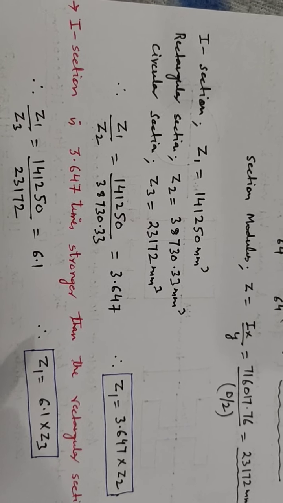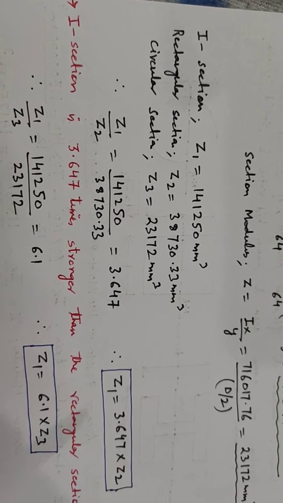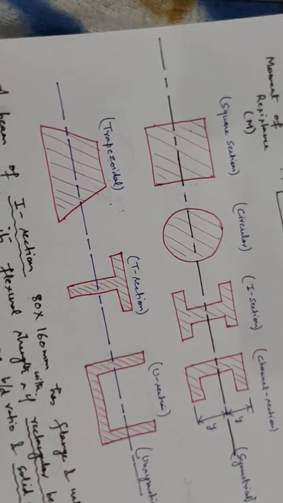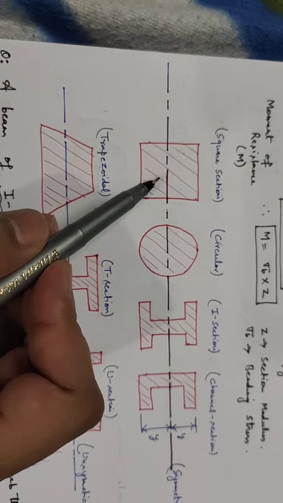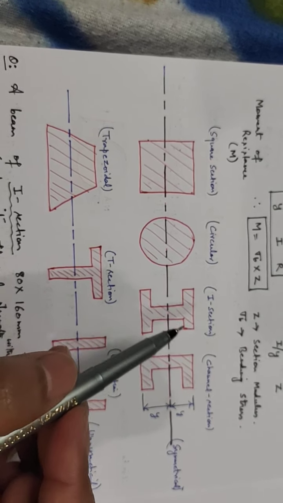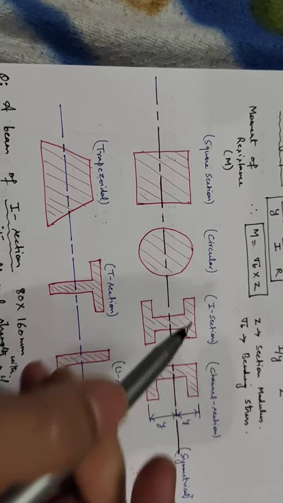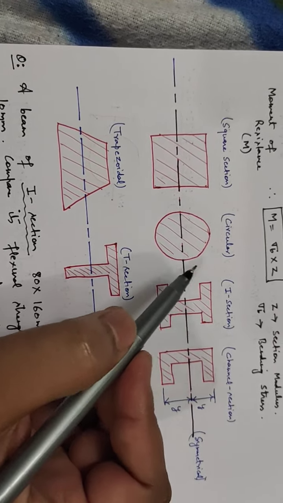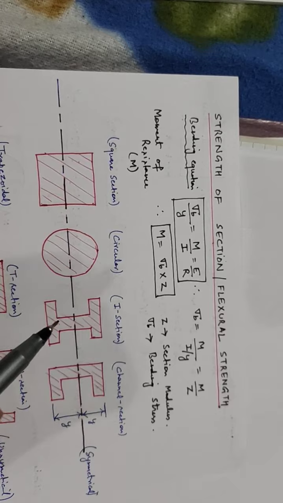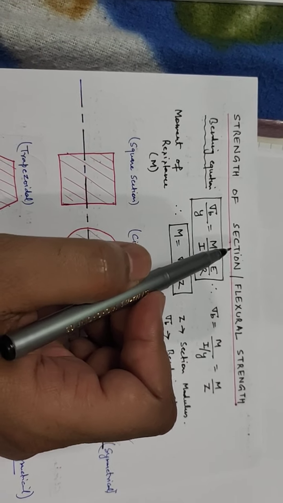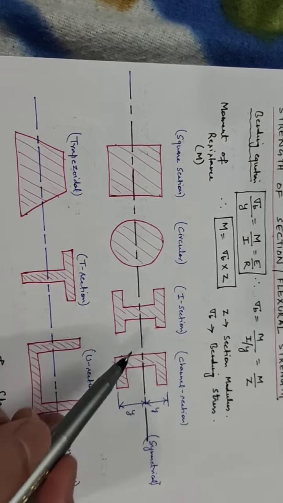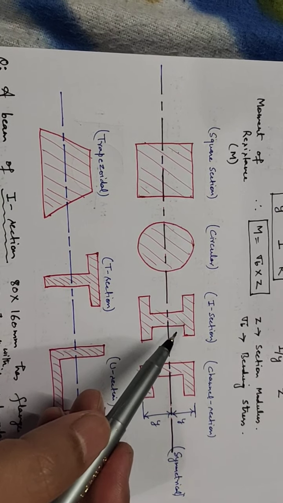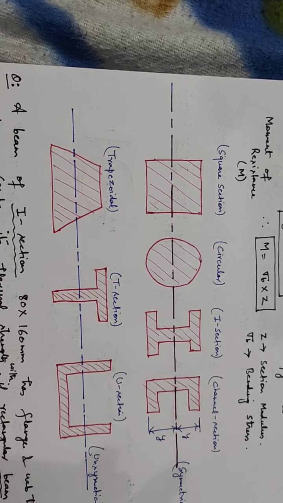stronger than your circular section, which means that of all the sections which we have discussed, rectangular, circular, I, generally I sections of the beam are preferred because they will have the maximum strength of that section, and because of the maximum strength of this beam, it will be able to withstand the maximum forces.